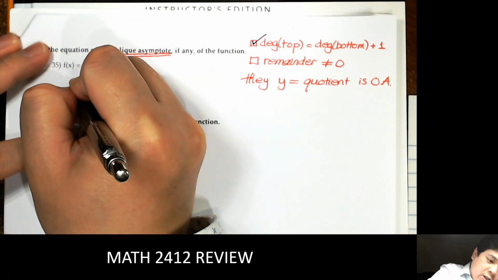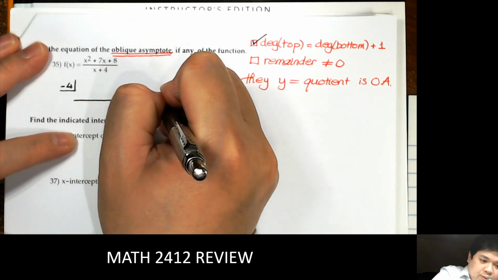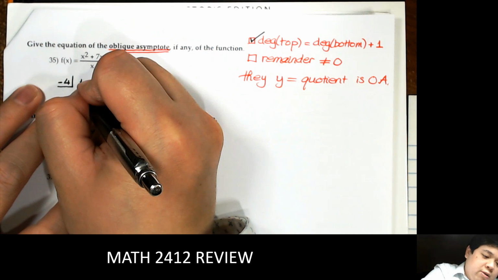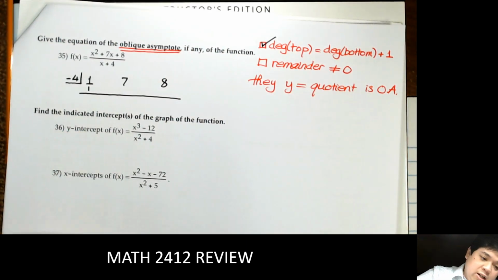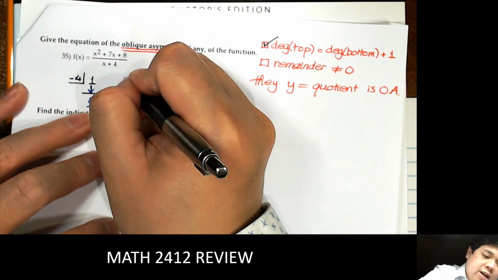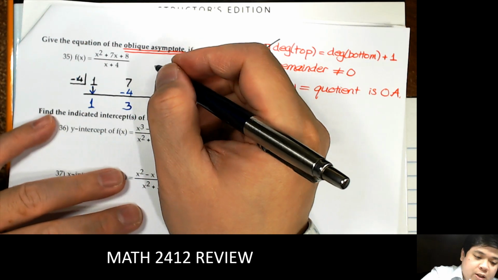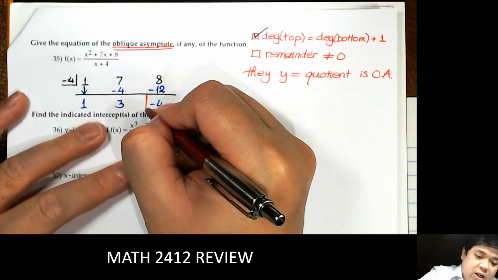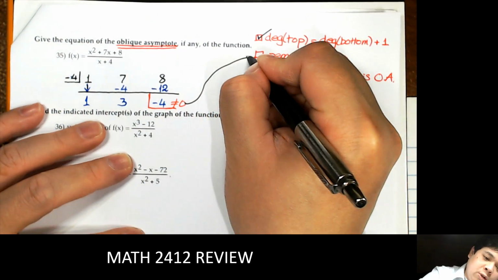So I'm going to use the negative 4 in that corner. Here we have 1, 7, and 8. For x plus 4, we just write negative 4. So first thing we do is we bring the 1 down. Negative 4 times 1 is negative 4. Negative 4 plus 7 is 3. Multiply, negative 12. And that is negative 4. The last one is the remainder, which is not equal to 0, which is good.